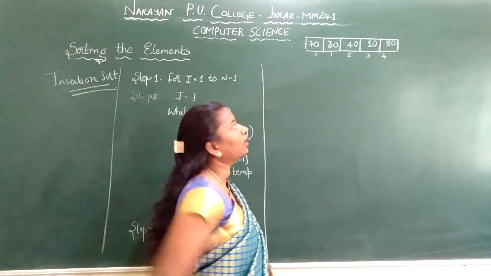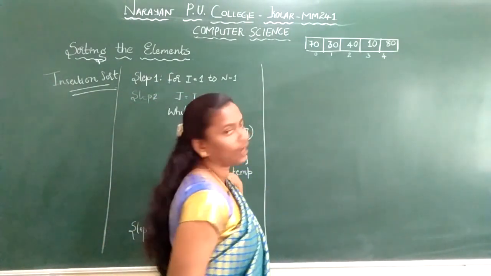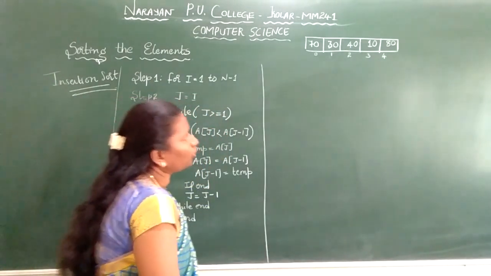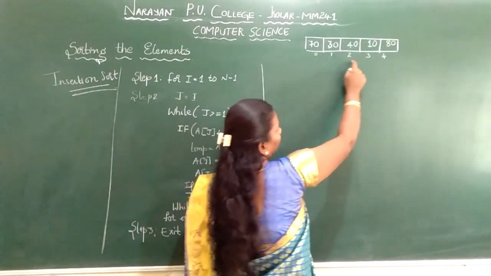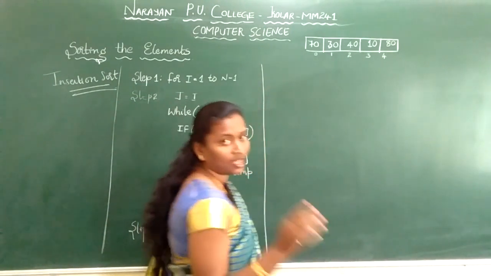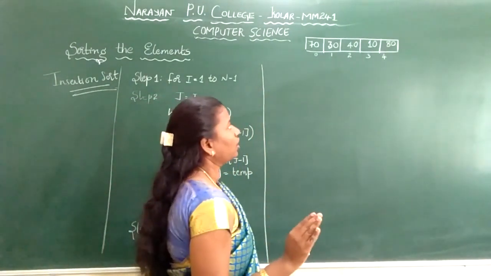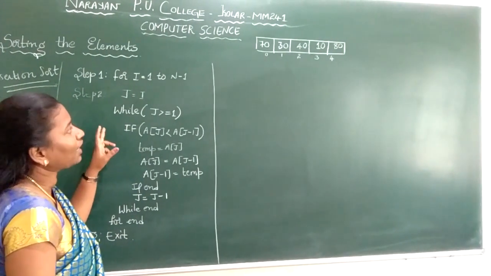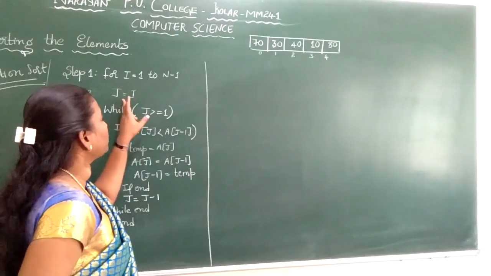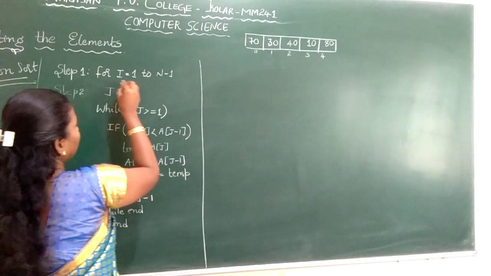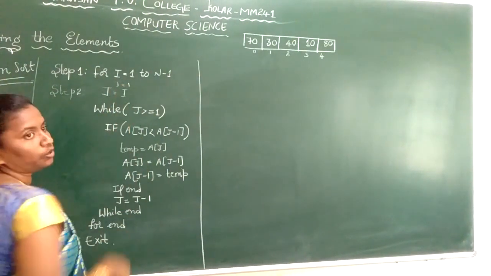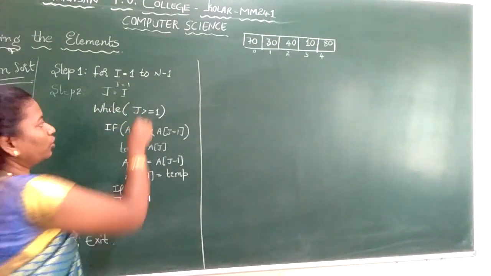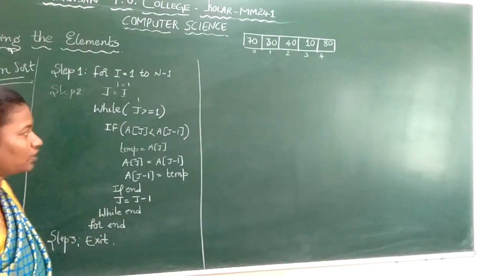Now see, I have taken an unsorted array. These are my array elements: 70, 30, 40, 10 and 80. You know that the array subscript starts from 0, 1, 2, 3, 4. So how many array elements do I have? I have 5 array elements. Now based on the algorithm, we will see the sorting. For I equal to 1 to n minus 1, imagine now my j is equal to 1. While 1 is greater than or equal to 1, j is 1. Yes, 1 is equal to 1.